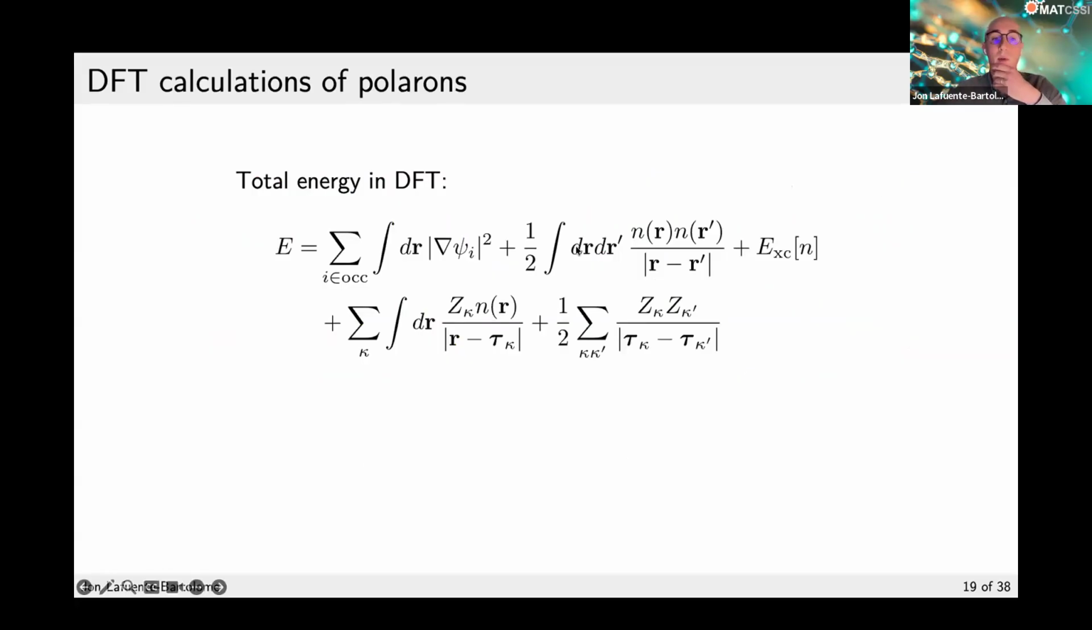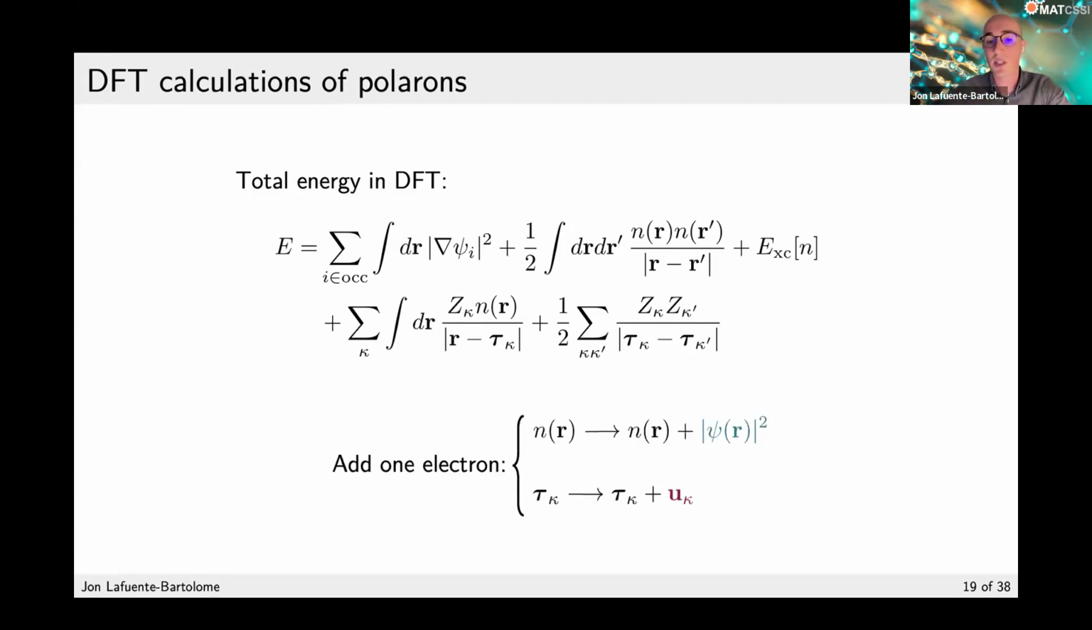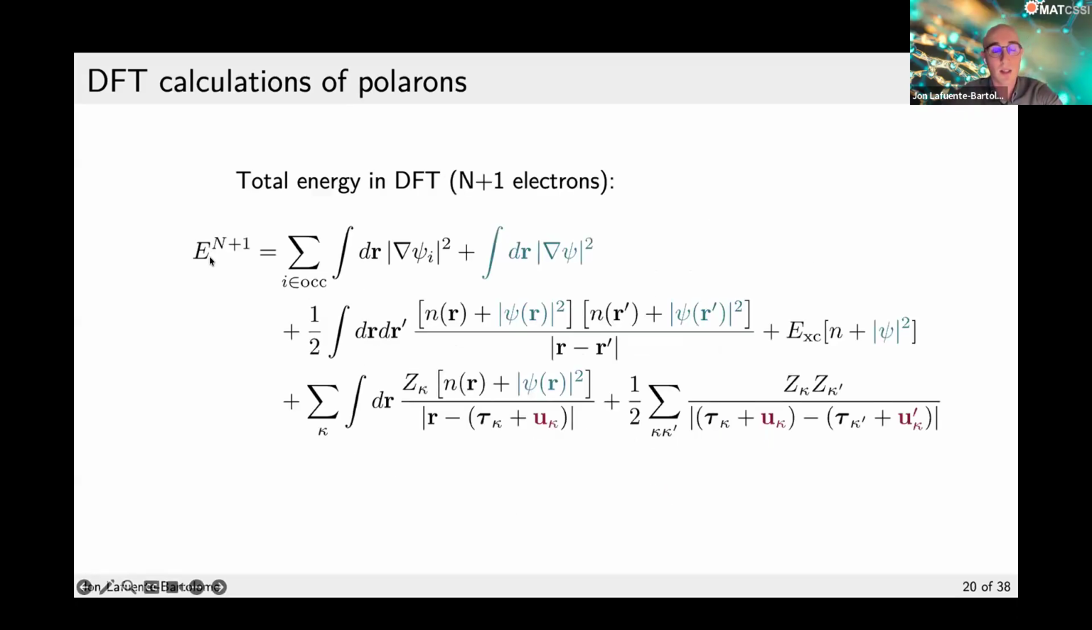To begin with, here I'm just writing the total energy in density functional theory. It's nothing special. We have the kinetic energy, the Hartree energy, the exchange correlation, and then the Coulomb energy between the ions and the electrons, and the Coulomb repulsion between the ions. So this will be the energy for, say, a semiconducting or insulating crystal. And we want to ask the question of what happens when we add one extra electron to the system. In this case, the total energy of this N+1 electron material can be written as follows, where I have highlighted the extra terms in blue and red.